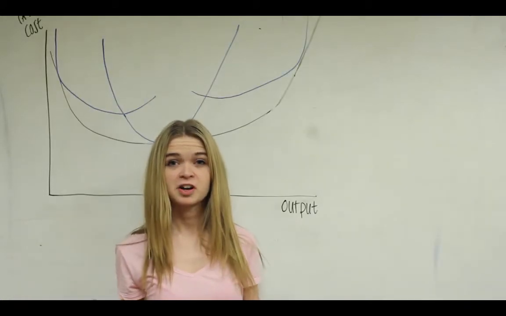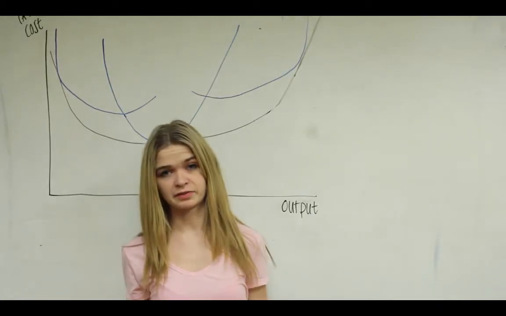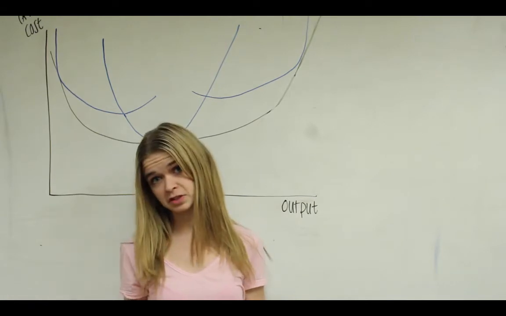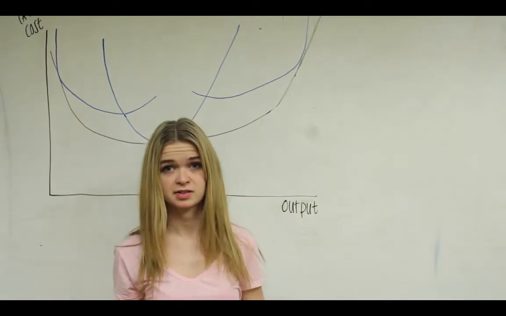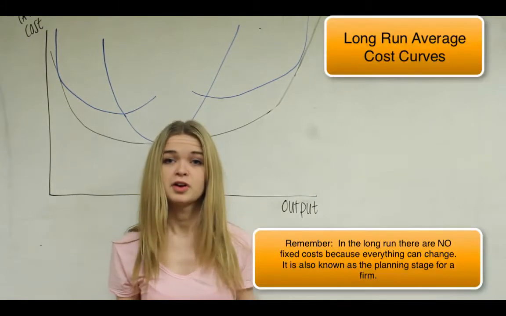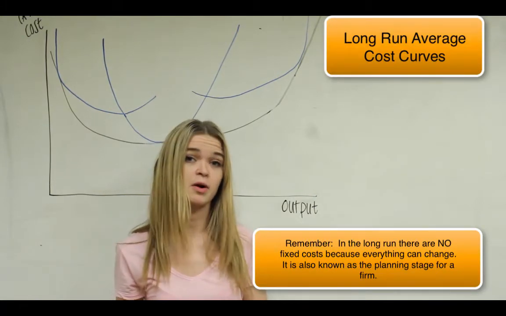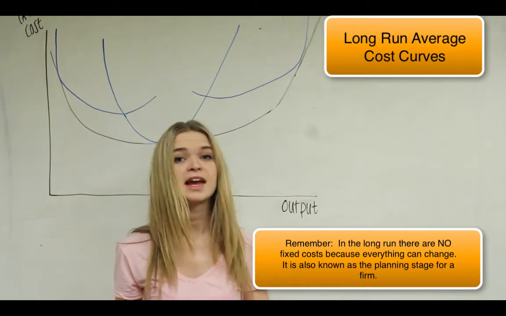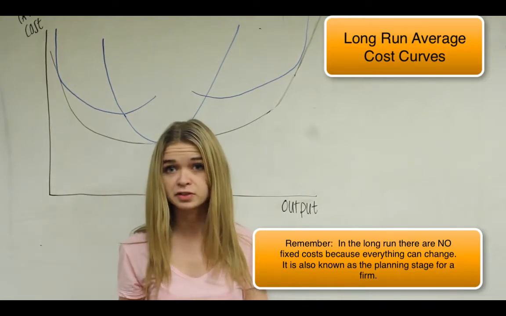Alright, so when we talk about long-run average total cost, it's a bit different than short-run average total cost. And that's because in the long run, all of our costs are variable. So our fixed cost has now also become a variable cost. And this changes the way the graph looks.